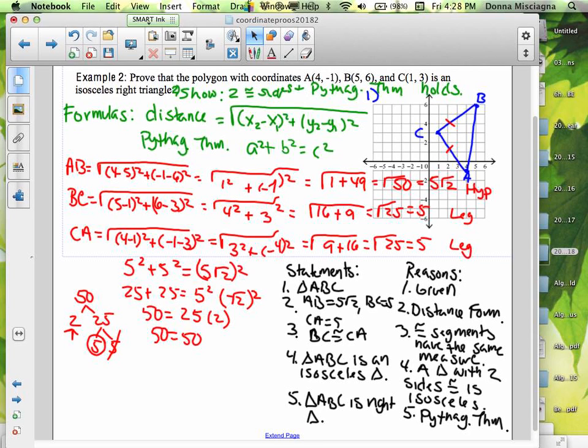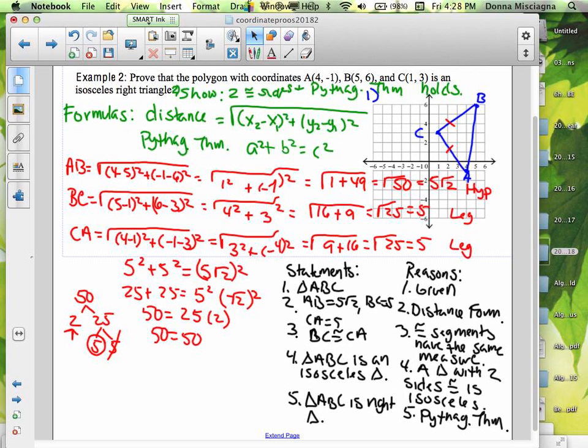Square root of 2 squared would be, you can think of it two ways. You can think of it as the square root of 4, which is 2. Or you can think of it as the square and square root canceling each other, and either way that's 2. So on the left side there we have 25 plus 25, which is 50. On the right side we have 25 times 2, which is 50, which means Pythagorean theorem holds.